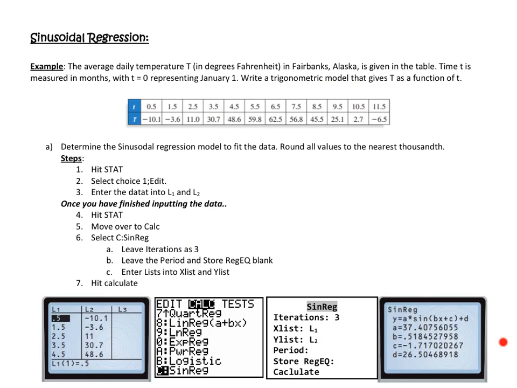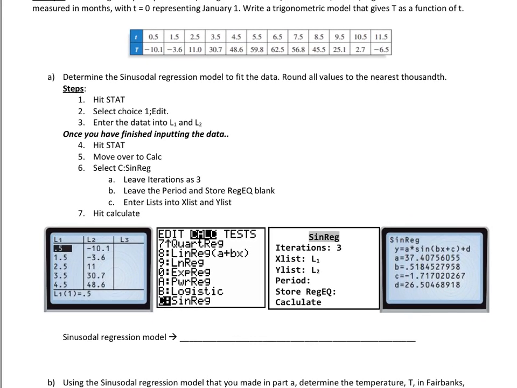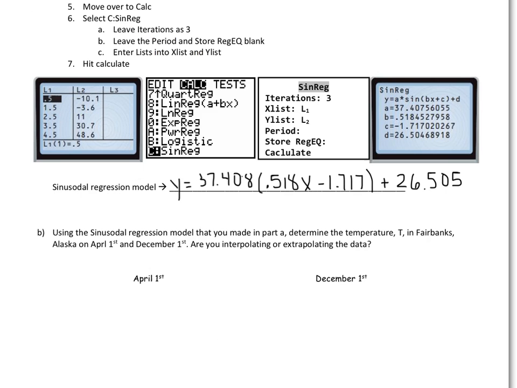After you do that, you should get this as your model, where you have your A, B, C, and D values written here. So it's very simple. All we're doing is letting the calculator do the work. So if I want to write this sinusoidal regression model, rounding everything to the nearest thousandth, I'm going to take these A, B, C, and D values and round them and write them nicely. So take a minute and then hit resume when you're done. Okay, here should be your answer.